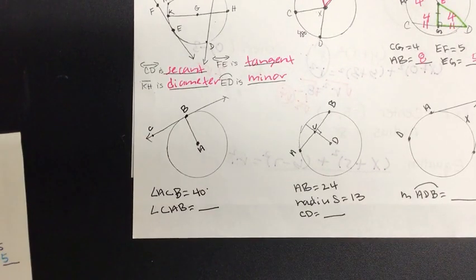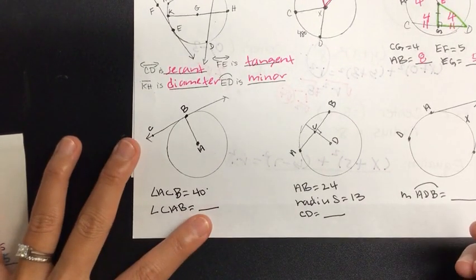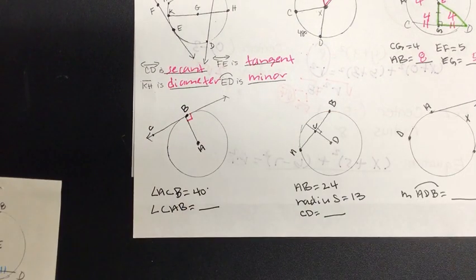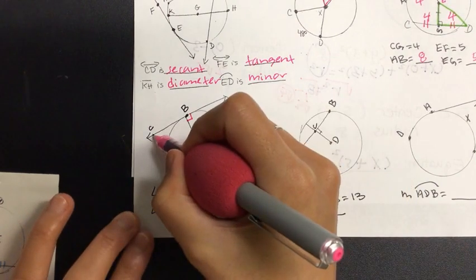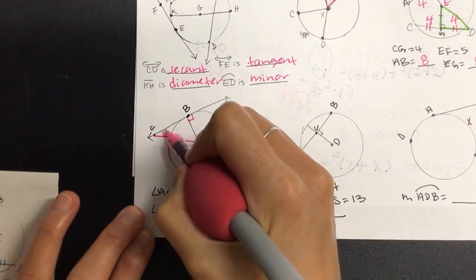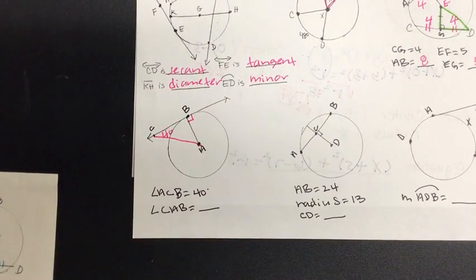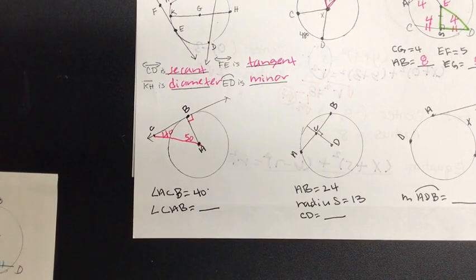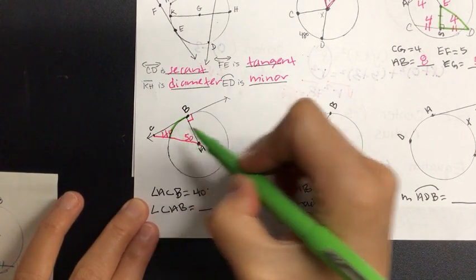What is my point of tangency here? Angle B. So let's put in what I know. It says angle ACB. So ACB is 40. So it looks like I need to connect the hypotenuse. That's 40. Then I know my central angle has to be what? 50.